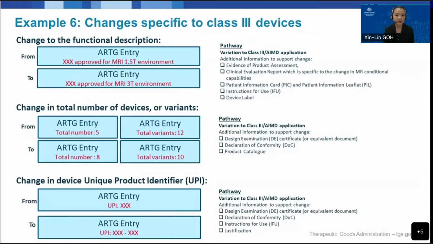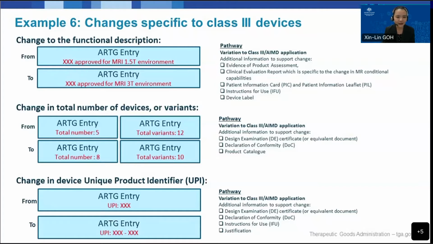And here we have example 6, which relates to changes that are specific to Class 3 devices. So for sponsors that are seeking to change the functional description, for instance, amending the MRI suitability details, they can submit a variation application. And the supporting evidence we will need to see will include evidence of product assessment, the clinical evaluation report, which is specific to the change in MR conditional capabilities, the patient implant card and patient information leaflet, instructions for use, and the device label.